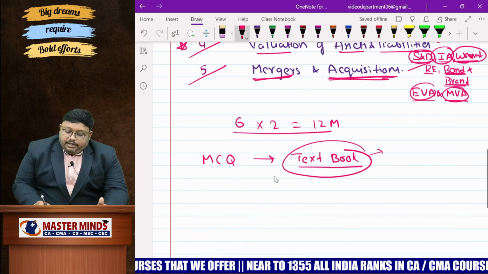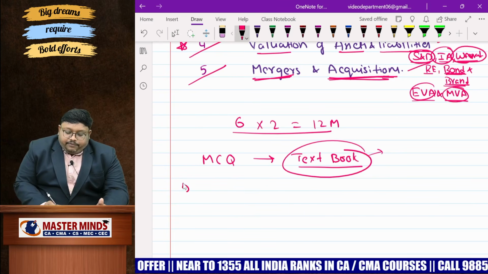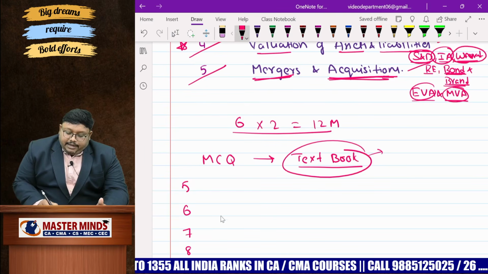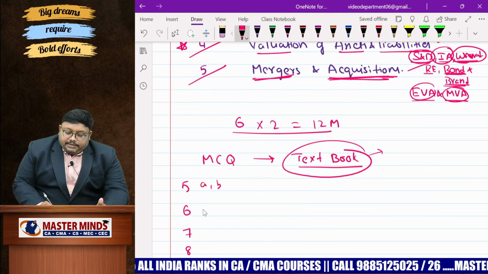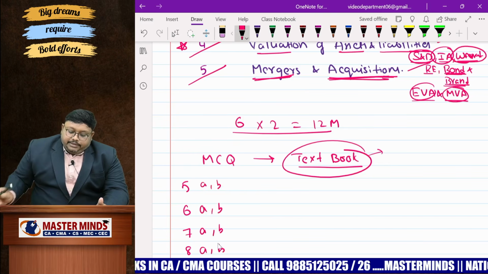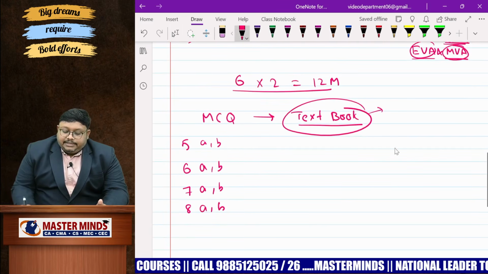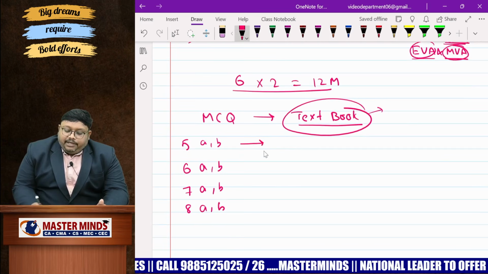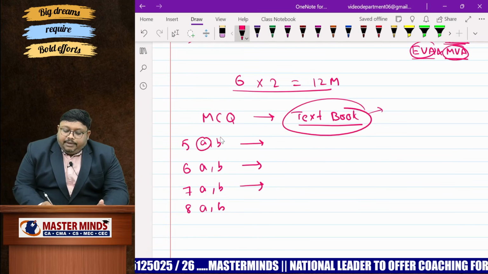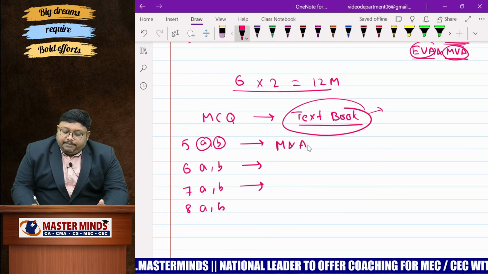And coming to problems, as per the recent examination, the fifth, sixth, seventh and eighth questions from the question paper, 5 AB, 6 AB, 7 AB and 8 AB, so a total of 8 questions, all from business valuation, they have given in the recent examination. The 5 A and B questions were from methods and approaches.